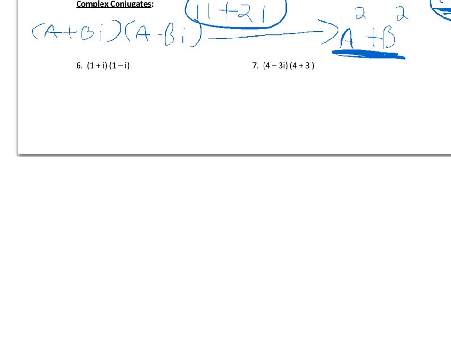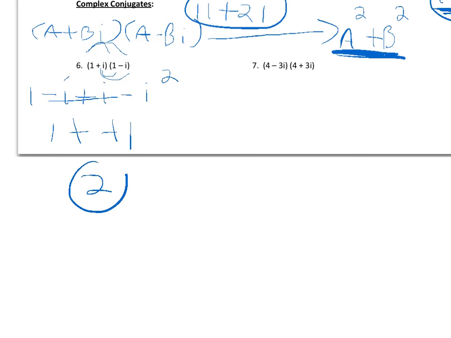Okay, number 6, I'm going to FOIL it out first just to show you again. So 1 times 1 is 1. Outer terms, 1 times negative i is negative i. Inner terms, i times 1 is positive i. So those cancel out. And then i times negative i is minus i squared. So these i's go away. So then you just have 1 minus, well, i squared is negative 1. 1 minus negative 1 is just 1 plus 1, which is 2.